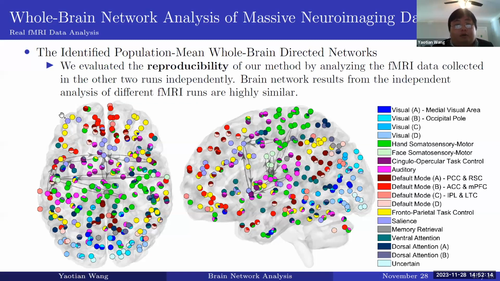Here is our identified population mean brain network based on the second fMRI data. We found that the brain networks are generally similar to the previous brain network, which also demonstrates the reproducibility of our method.